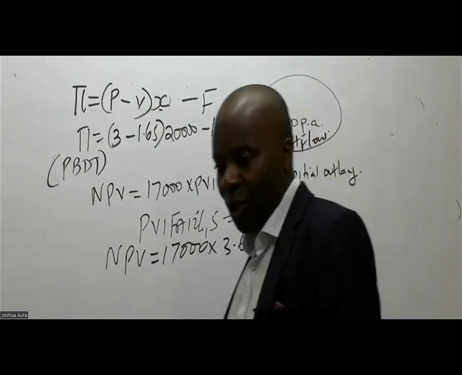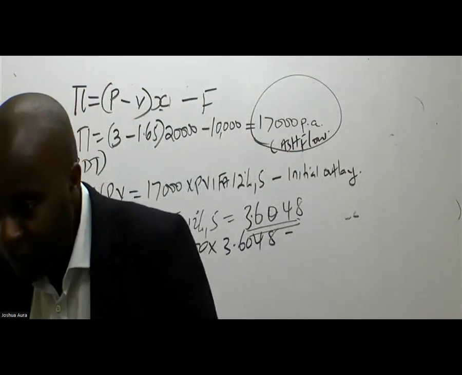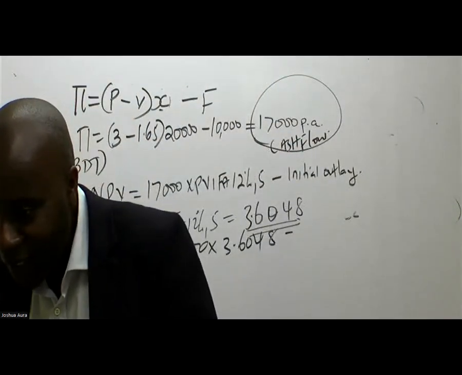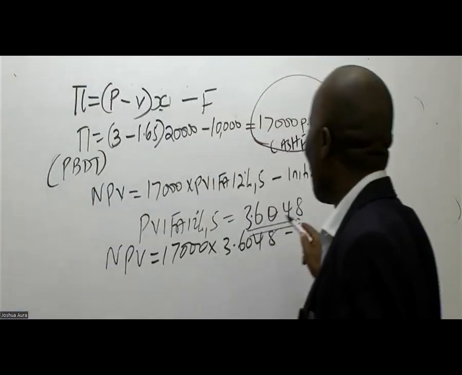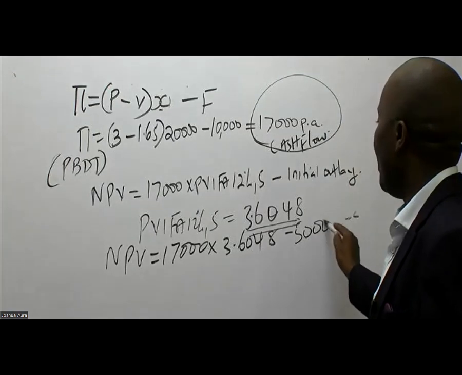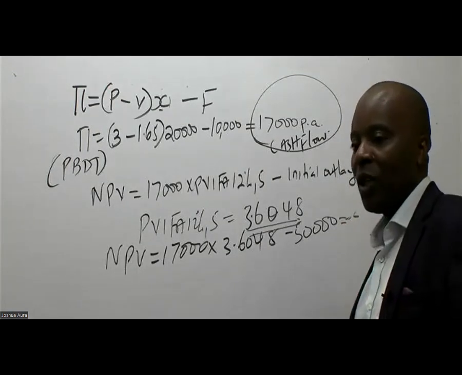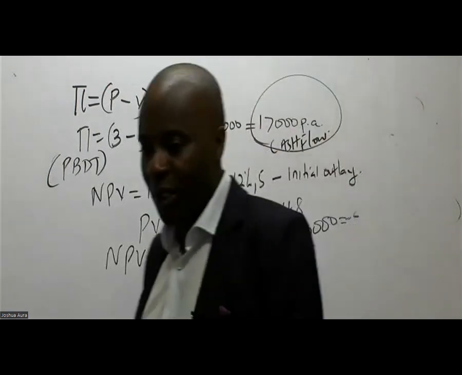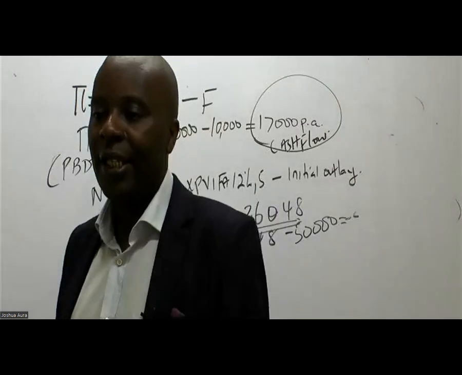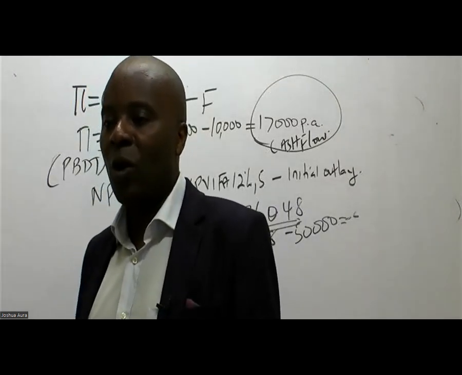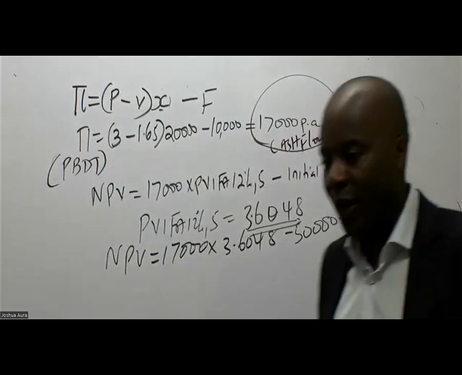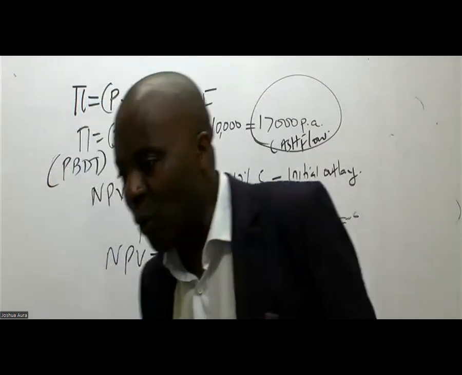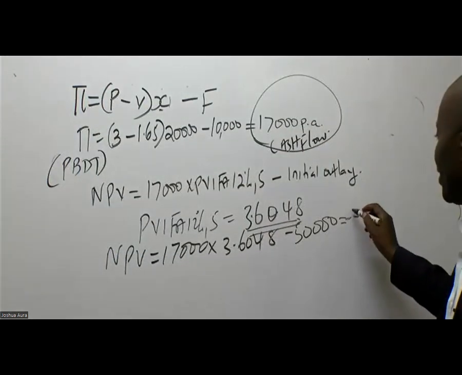So have they given us the initial outlay? $50,000. The initial cost of procuring this system is $50,000. Thank you so much. So then this one will end up giving us what net present value? It is 11,281.6.